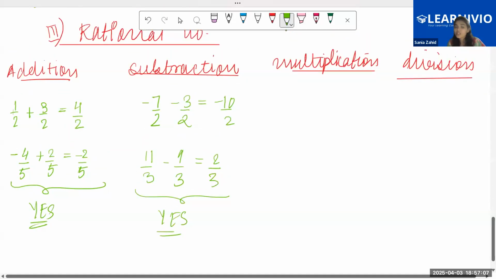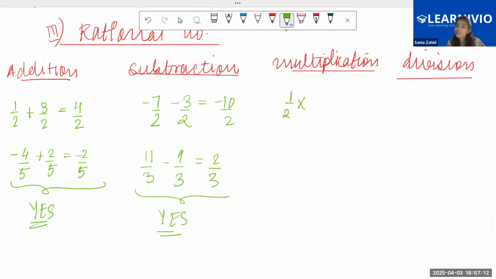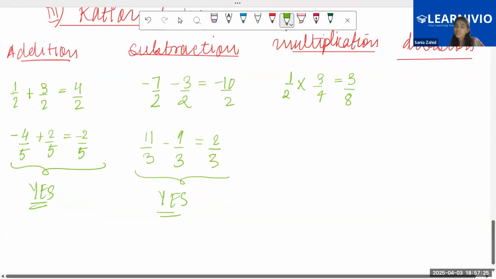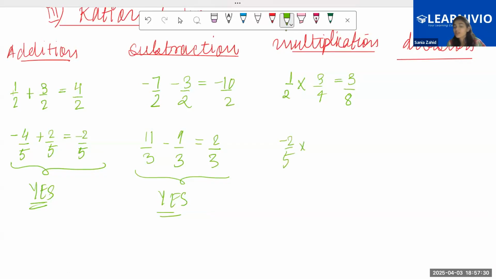Okay, talking about multiplication now. Let's suppose 1 by 2 multiplied with 3 by 4. What does it give me? 1 into 3 is 3, and 2 into 4 is 8, so 3 by 8. So 3 by 8 is also a rational number only. Let's take one more example for a negative number also. Let's suppose I have minus 2 by 5 multiplied with positive 1 by 2. What do I have? Minus 2 into 1 is minus 2, and 5 into 2 is 10. So negative 2 by 10. Yes, it also does follow.